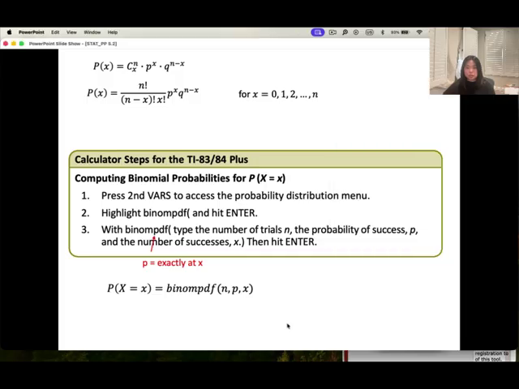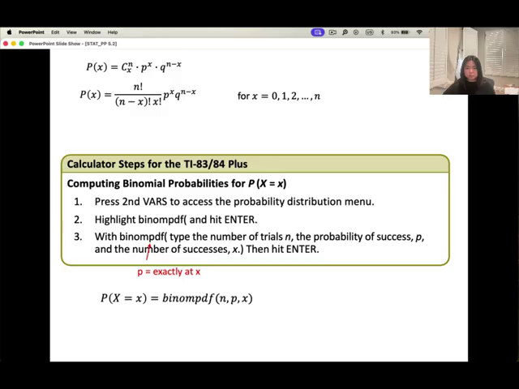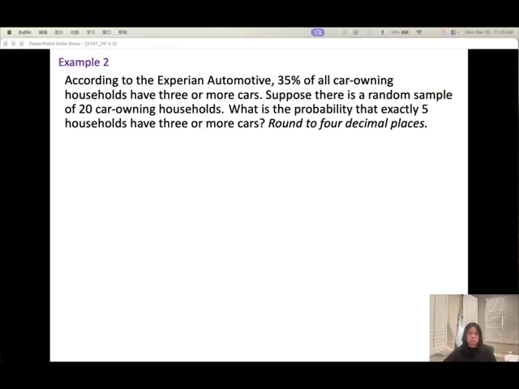Okay, now let's try to do an example. Example 2. According to Experian Automotive, 35% of all car-owning households have 3 or more cars. Suppose there is a random sample of 20 car-owning households. What is the probability that exactly 5 households have 3 or more cars? Round to 4 decimal places.